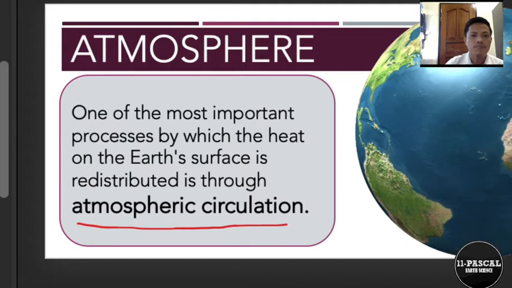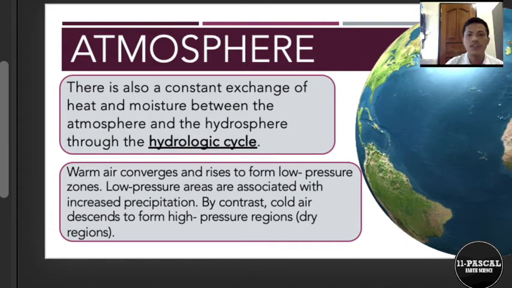Okay, so there is also a constant exchange of heat and moisture between atmosphere and hydrosphere, through what we call the hydrologic cycle, or what we commonly know as the water cycle. In this part here, we can see the interconnectedness of these two systems, the atmosphere and the hydrosphere. Didn't I discuss before about the water cycle, or a portion of it, in the water cycle?